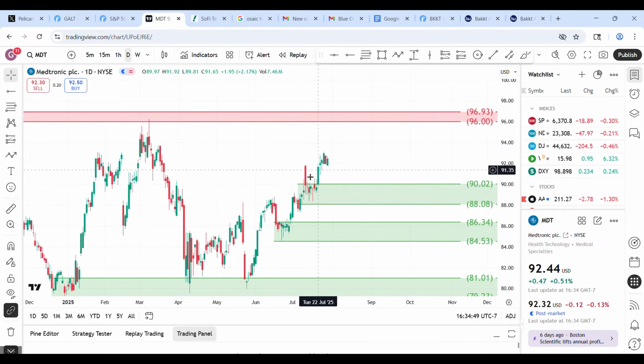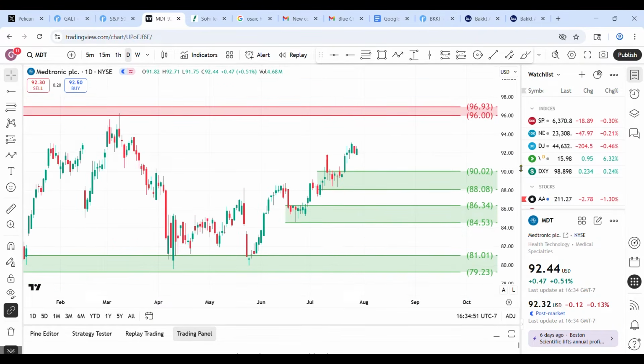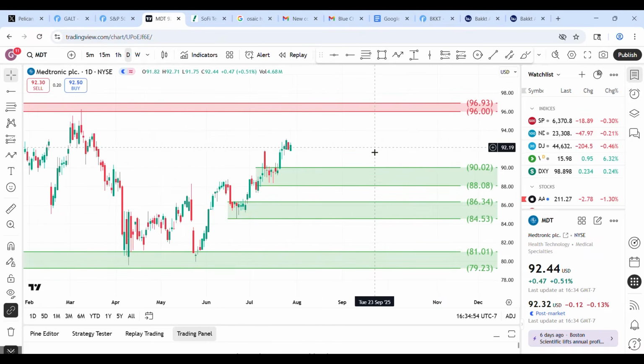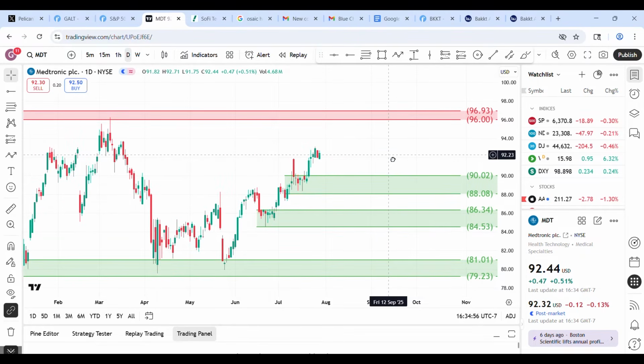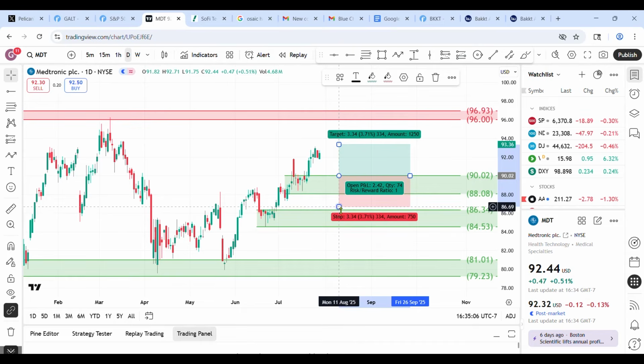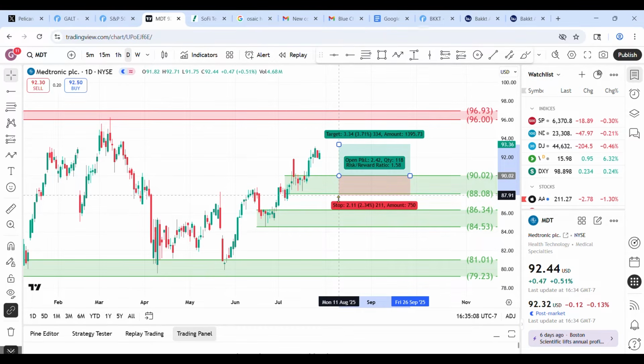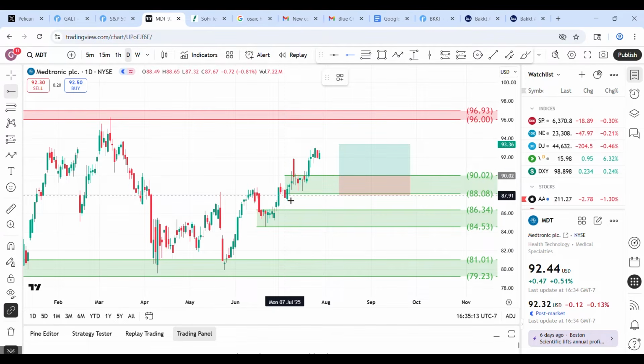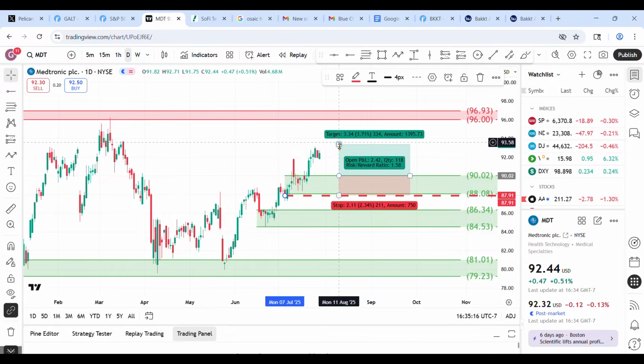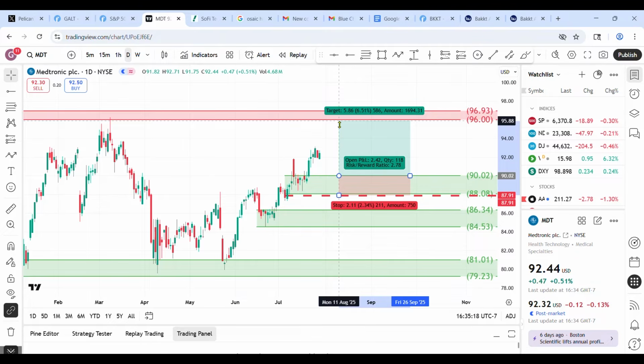So our game plan would be this: if you're looking to do a trade in Medtronic, we would be looking to pick one of these support levels and construct a trade. So if you want to go for the aggressive level on top, simply place a buy limit order at 90.02, protective stop just below 88.08. I'm actually going to draw a red dashed line where that protective stop would go, and then drag the target just in front of that resistance level. And that trade setup right there has a 2.78 to 1 reward to risk ratio.